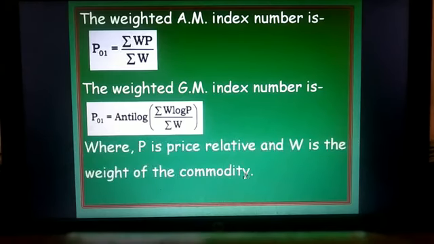Okay. Where P is price relative and W is the weight of the commodity. In both these cases, P is a price relative, which is P1 by P0 multiplied by 100, as I've already told you. And W is the weight of commodity. Whatever the appropriate weight is applied, that indicates W. So in the next class, we shall come across the problem solving based on all these weighted index numbers. Weighted aggregative, weighted average of relatives, all these we may have to come across problem solving in the next class.